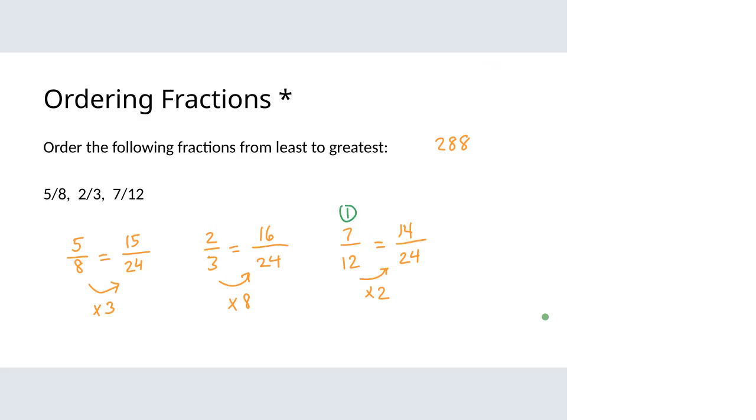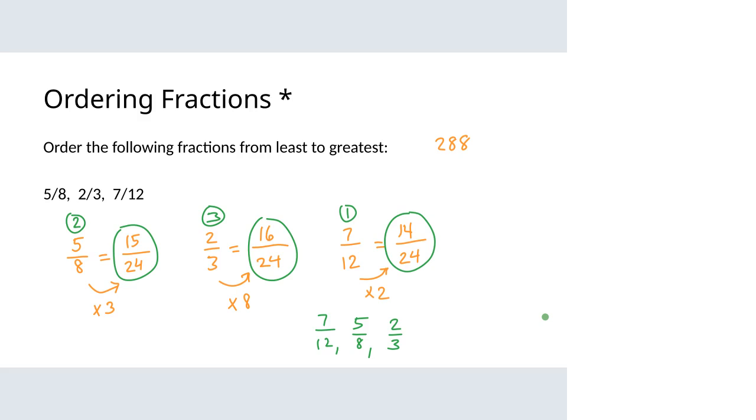7/12 is the smallest, 5/8 is next, and 2/3 is the biggest, because 14/24, then 15/24, and then 16/24. So writing these from least to greatest, we'd have 7/12, and then 5/8, and then 2/3.